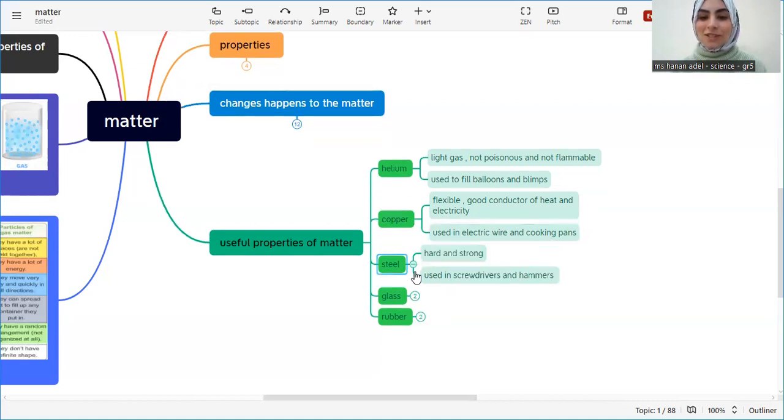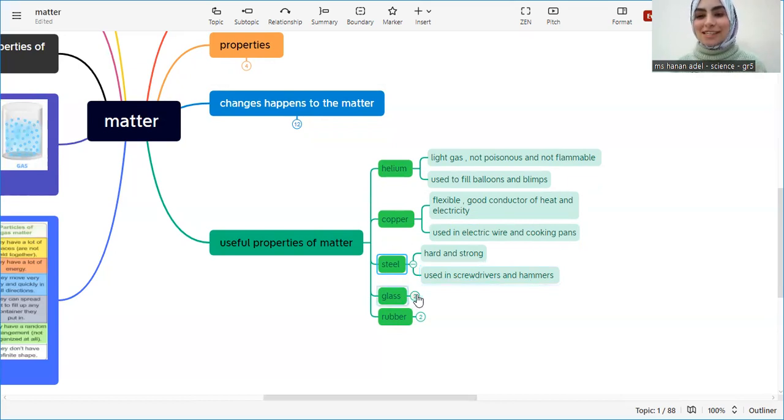The next one is steel. Steel is hard and strong, so we use it in things that need to be hard, like screwdrivers and hammers.